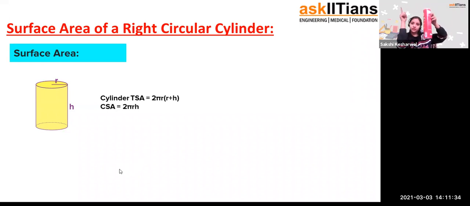It's not like a curve or a bent line, it's always 90 degrees with the radius. That's why we use a right circular cylinder.